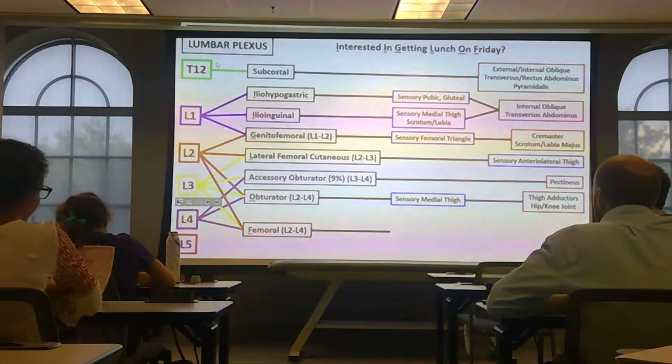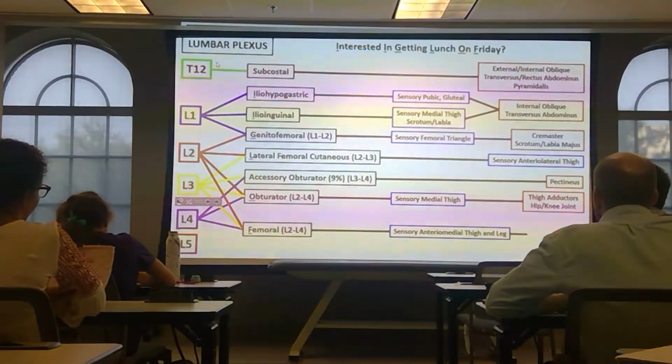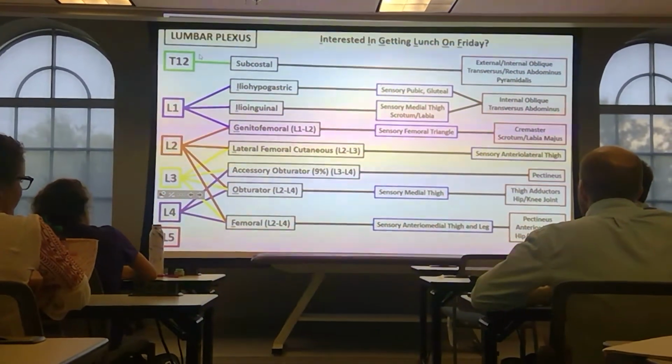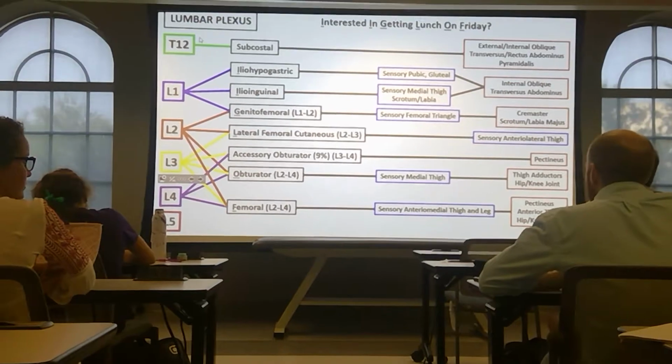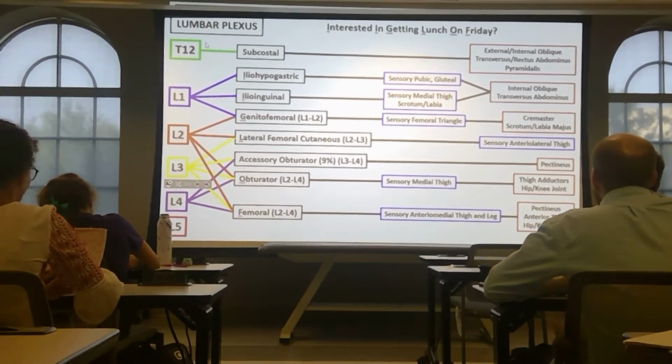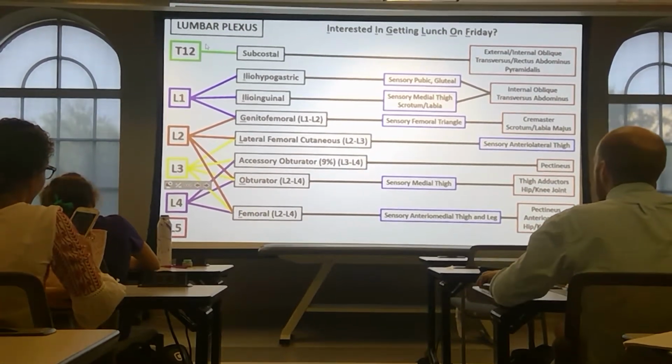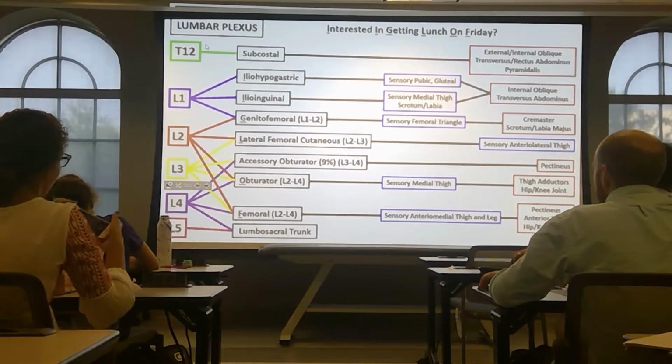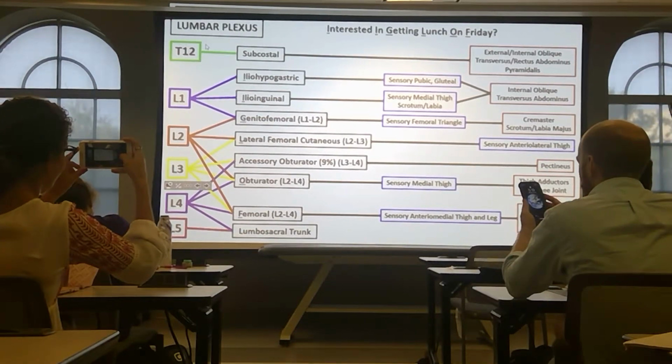L2 to L4 is going to be your femoral. That's going to be sensory to the anterior medial thigh and leg, and then everything that's going to be your anterior thigh. We're going to do a whole slide on just innervation, so that's coming up. So pectineus, anterior thigh, hip, and knee joint. And then finally, we have the lumbosacral muscle. That was all done. Go ahead.